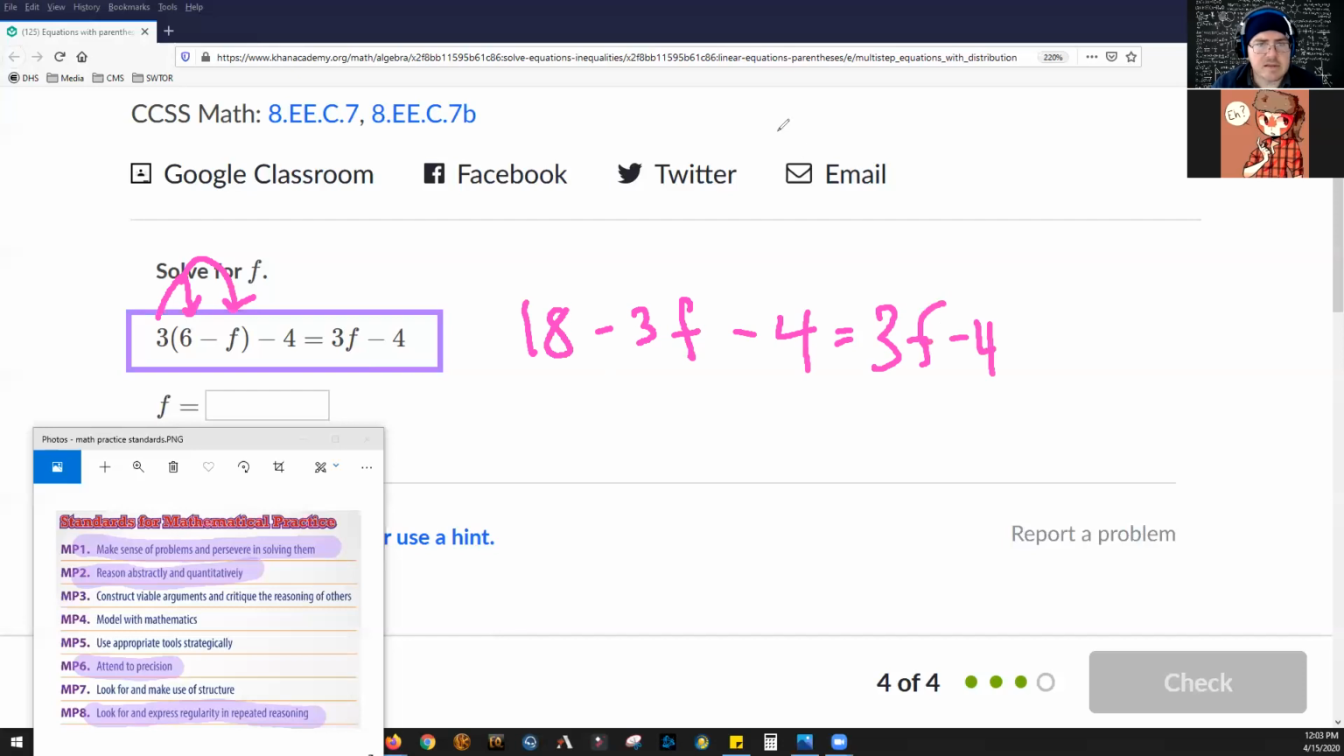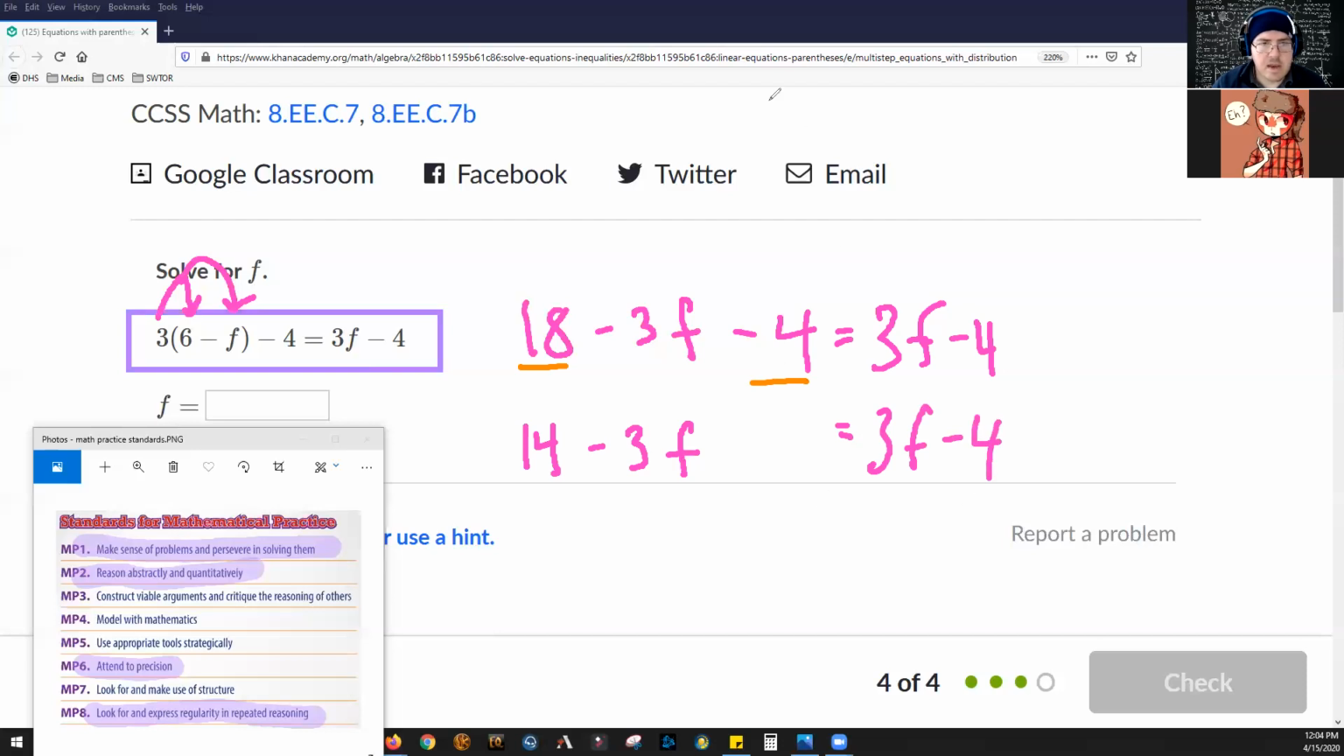The next thing I can do is combine this 18 with this negative 4. They're on the same side of the equation, and neither one has a variable, which means they're both constants. 18 minus 4 is 14. So 14 minus 3f equals, and I still haven't done anything to the right side, 3f minus 4.